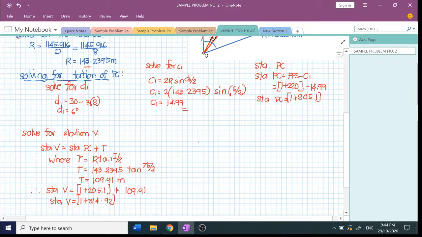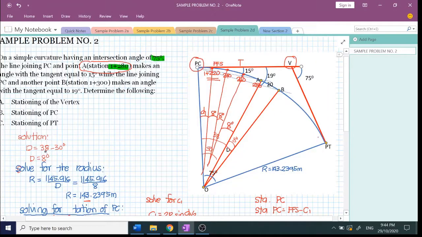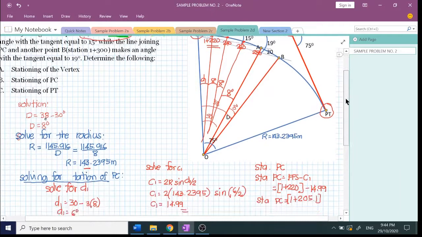After which, what can we solve for? We can also solve for the stationing of the PT. And how do we solve for the stationing of the PT? The stationing of the PT will be equal to the stationing of the PC plus the length of the curve. Let us go back to what we are looking for. Since we have computed this, we just add the length of the curve here so we can solve for the PT.